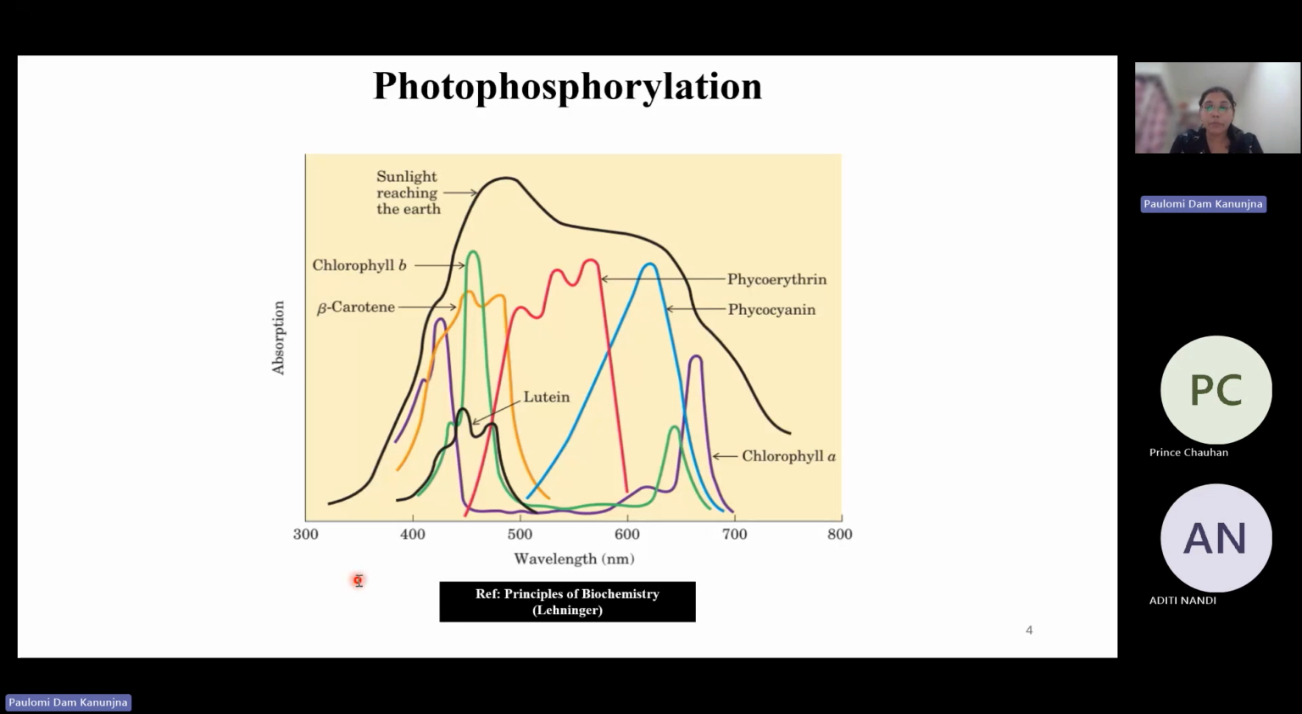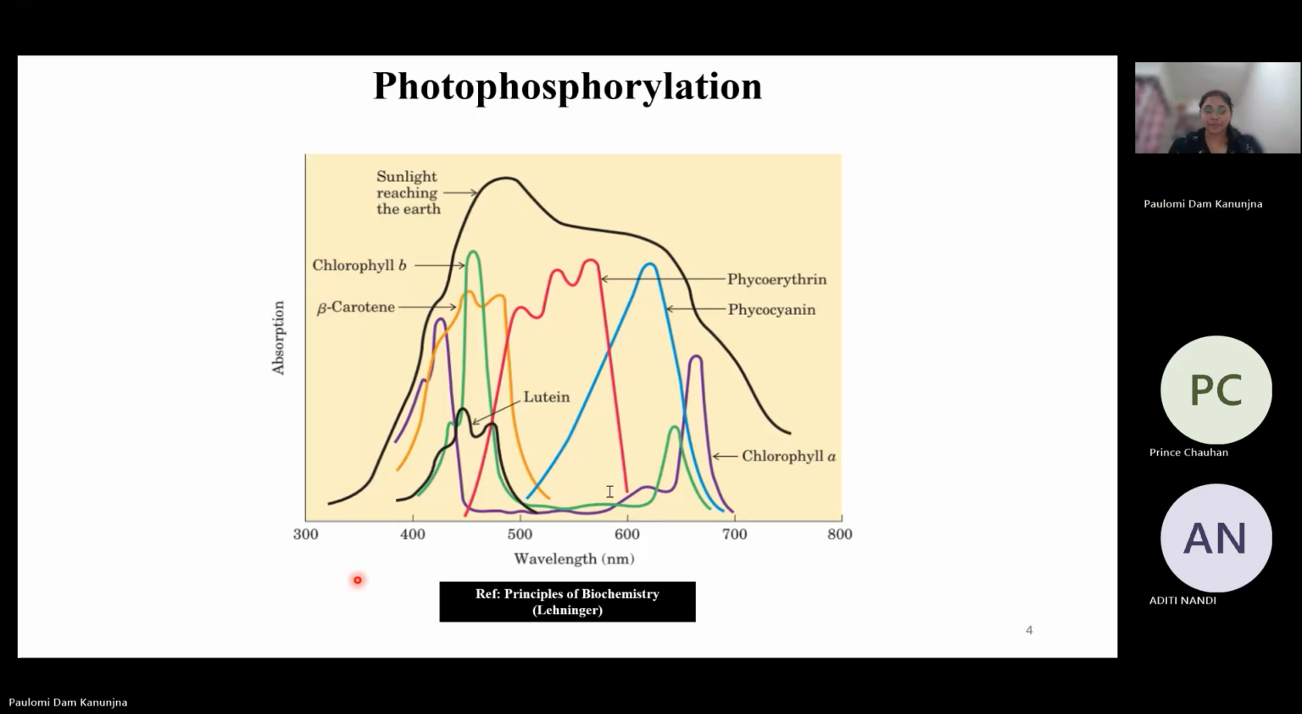But what you now need to remember is that what is driving this entire electron flow here is the excitation of these pigments. They are taking solar energy, absorbing photons, making use of the energy and getting excited, and while coming to the ground state, they're transferring these electrons into the ETC, the electron transport chain, right?